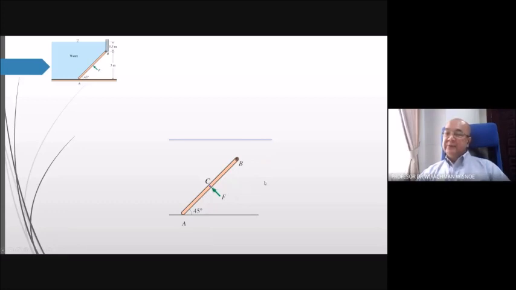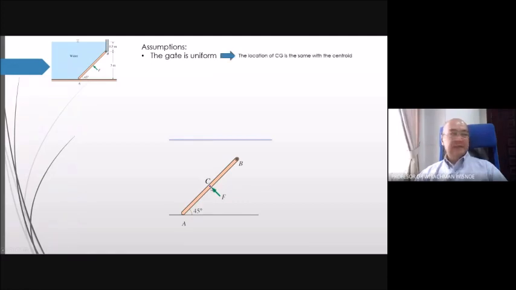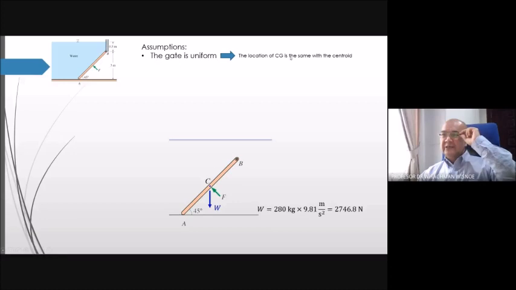So from this centroid, if we assume that the material of the gate is uniform, in that case, the center of gravity will have the same location as the centroid. The weight comes from the center of gravity. So in this case, since we have the assumption that the gate is uniform and the CG is the same as the centroid, the weight will start from the centroid. The value from the problem is stated as 280 kilogram, which means 2,746.8 Newton. I just multiply with g. So this is the weight.